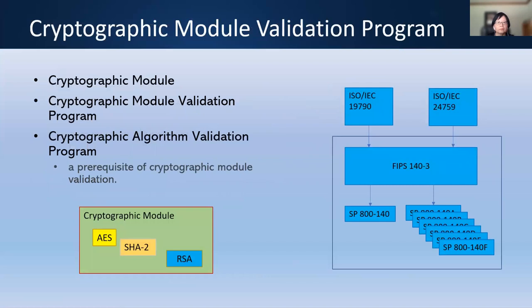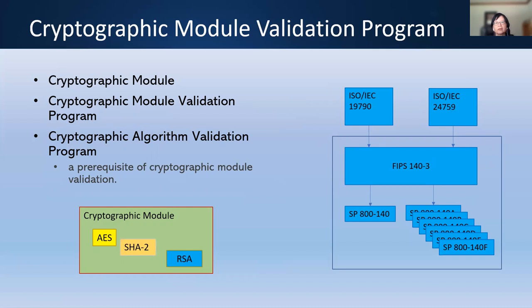So the first is that government usage requires approved cryptographic algorithms. But that's not enough. We need to consider where these algorithms are implemented. So there's a concept called a cryptographic module. A cryptographic module is a combination of hardware, firmware, and software inside a cryptographic boundary. The next sentence is more important: a cryptographic module implements approved cryptographic algorithms.